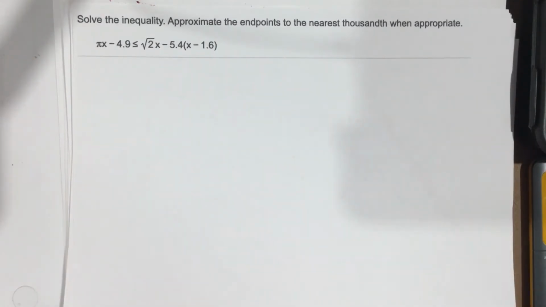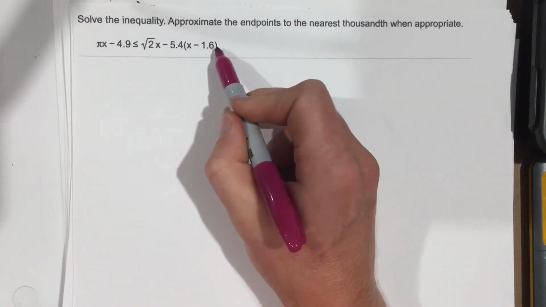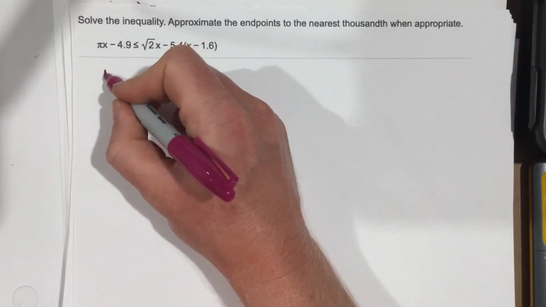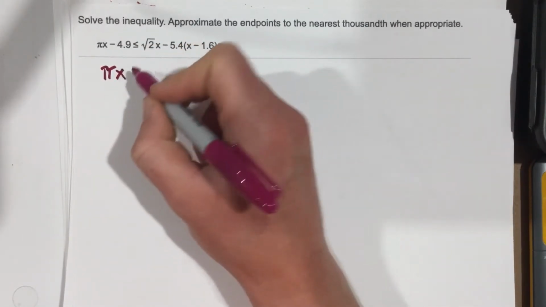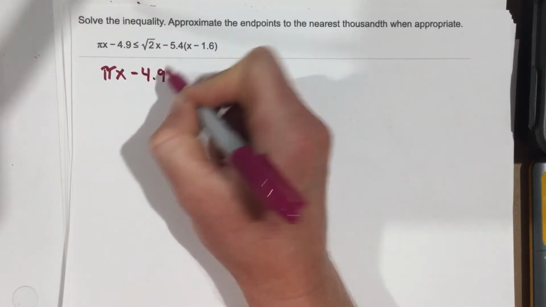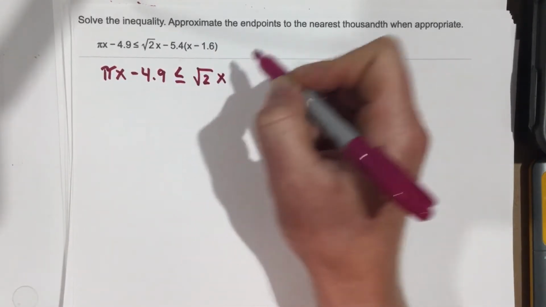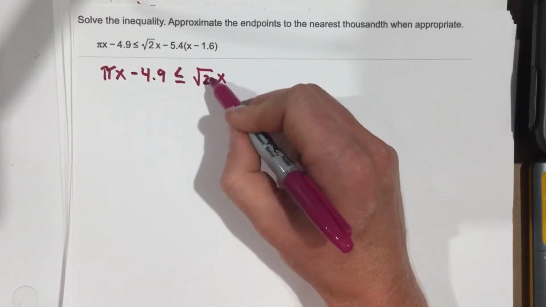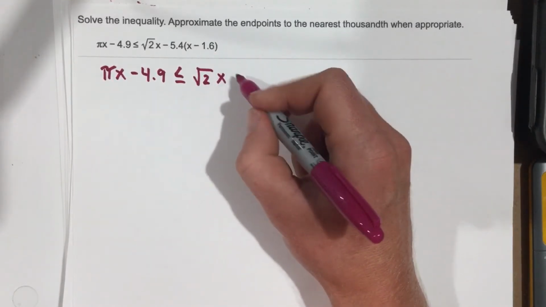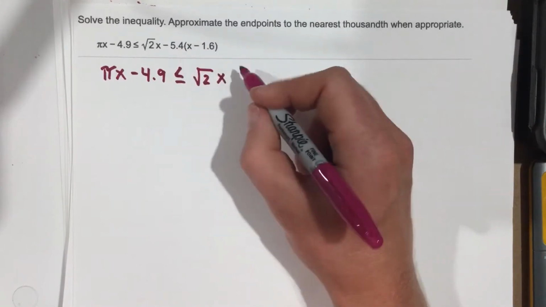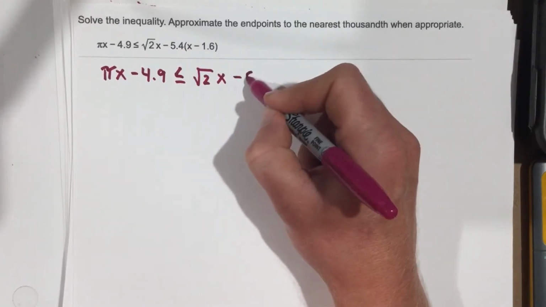But I do see that I have a spot where I can distribute, so maybe I should distribute here. So I'm going to say pi x minus 4.9 less than or equal to root 2x. Remember, the root 2 is by itself, right? X is outside of the root. And then when I distribute the negative 5.4 to x, I get negative 5.4x.